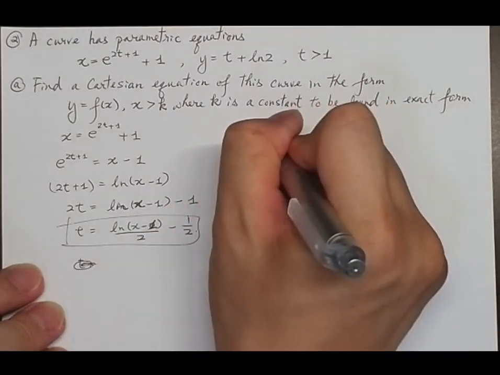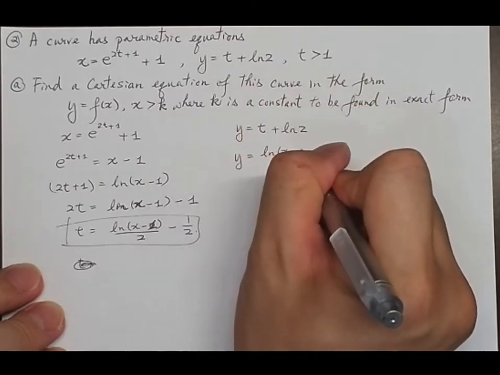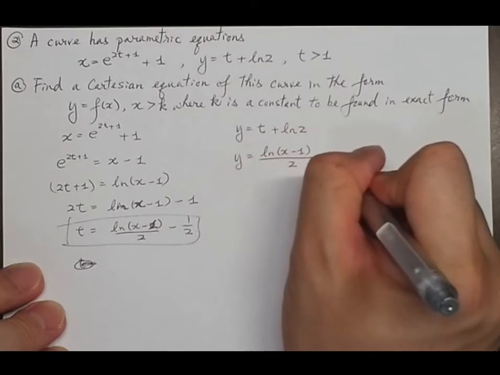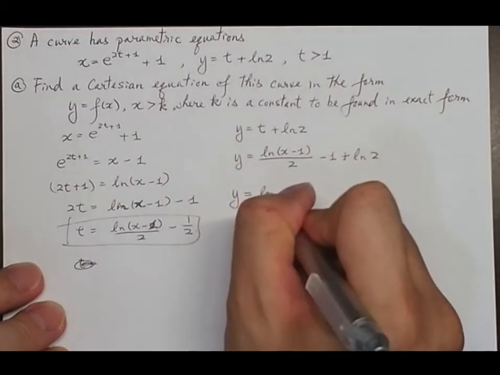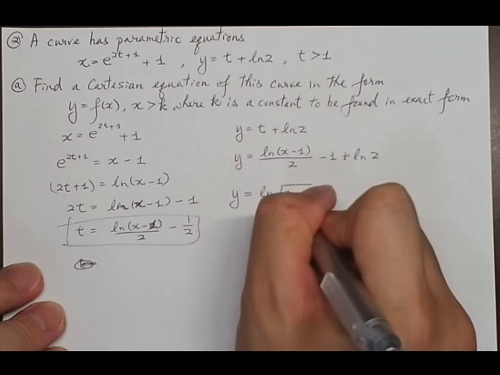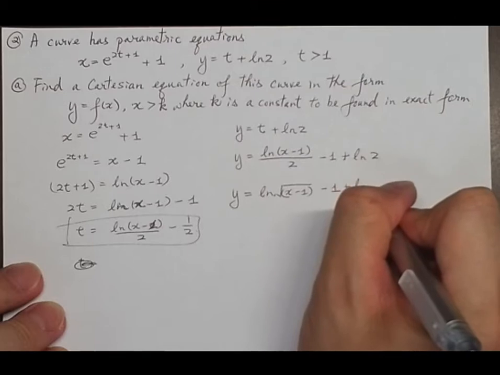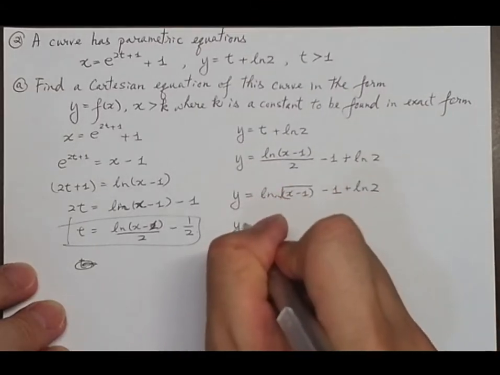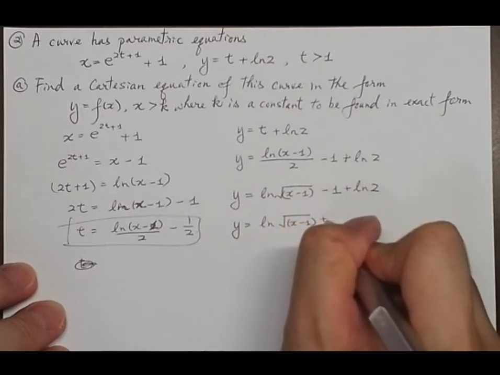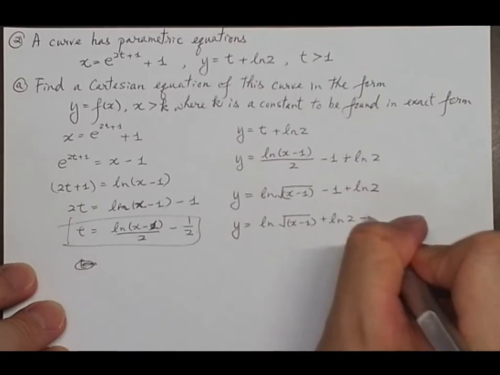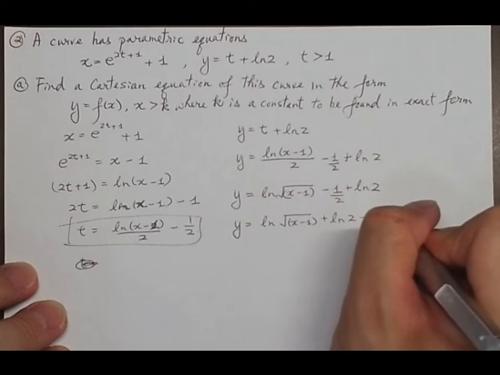We got y equal to t plus log 2. And y is equal to log x minus 1 over 2 minus 1 plus log 2. So y is equal to log square root x minus 1 minus 1 plus log 2. So we got y equal to log square root x minus 1 plus log 2 minus 1. Sorry, this would be minus half. Minus half. And minus half.